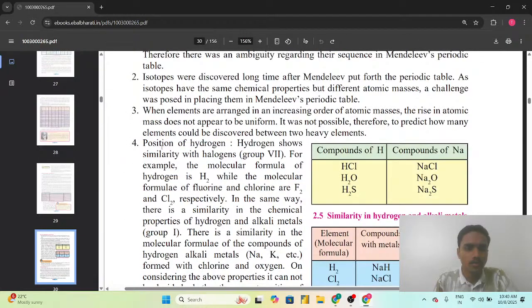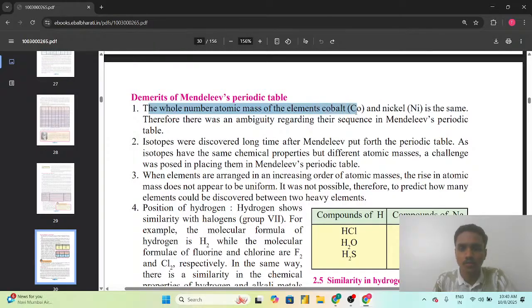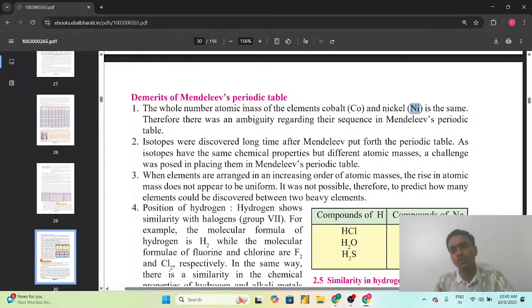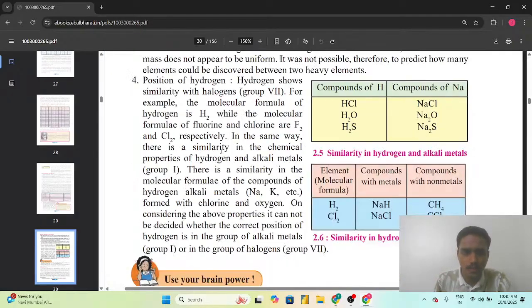First, the whole number of the atomic mass of the element cobalt and nickel is the same. Therefore, there was an ambiguity regarding their sequence in the Mendeleev's periodic table. तो atomic masses जब calculate किए गए cobalt and nickel के, तो approximately same थे. So उनको मतलब एक बॉक्स में प्लेस करना या डिफरेंट इसमें प्लेस करना, there was the ambiguity regarding that in the Mendeleev's periodic table.